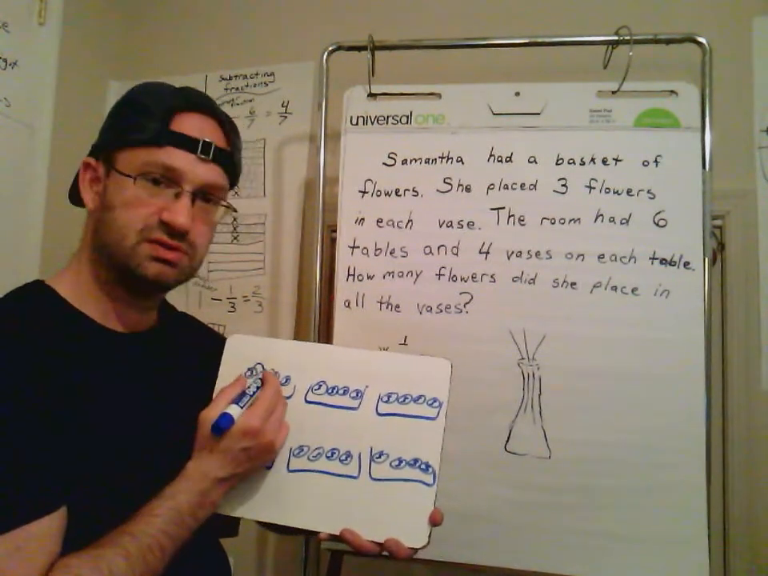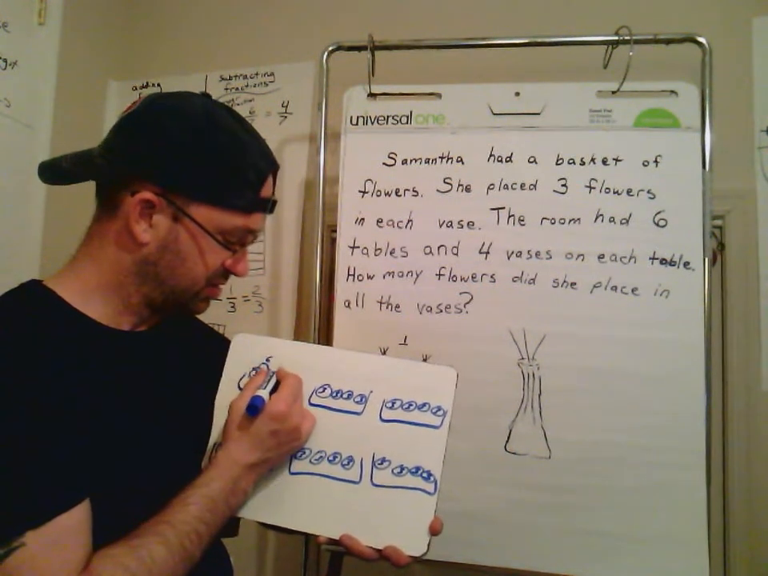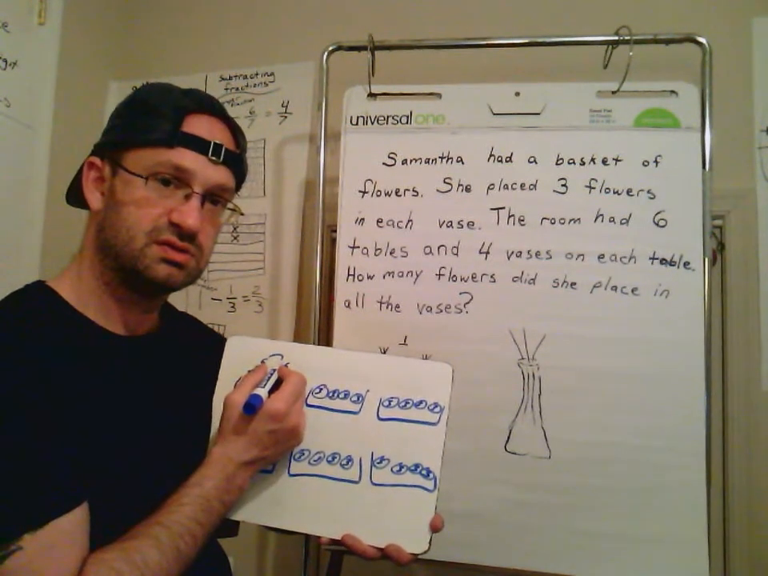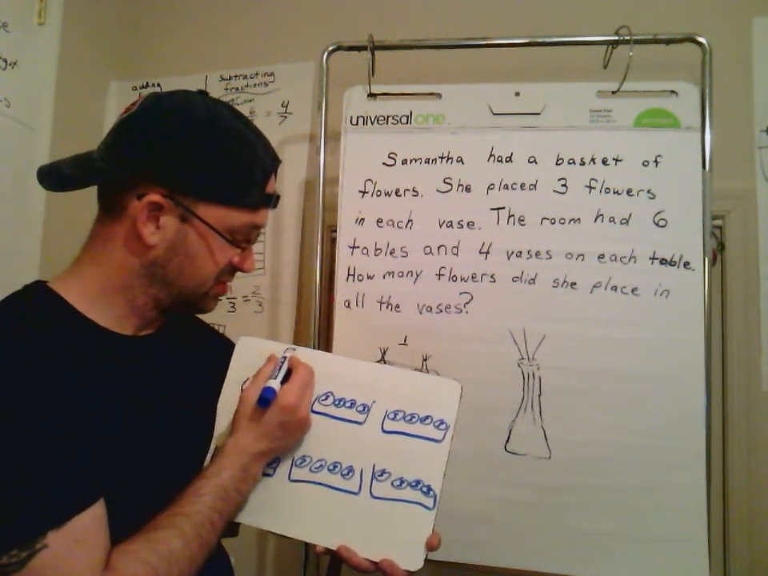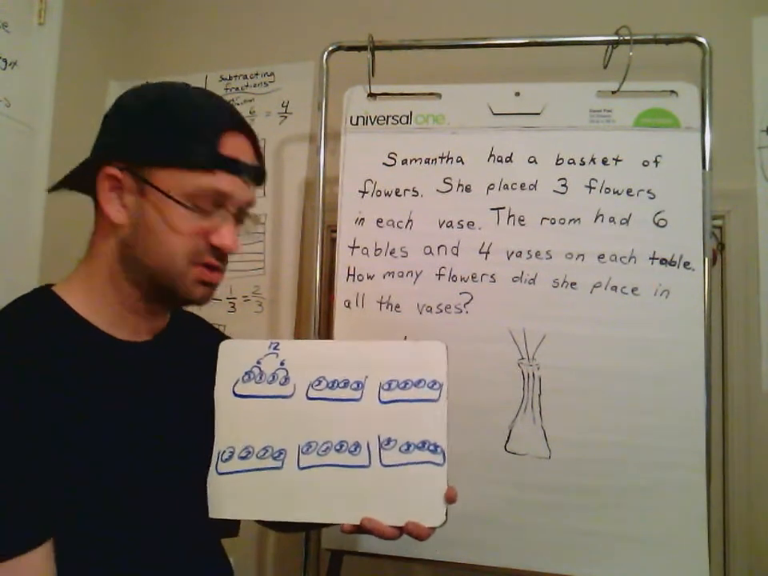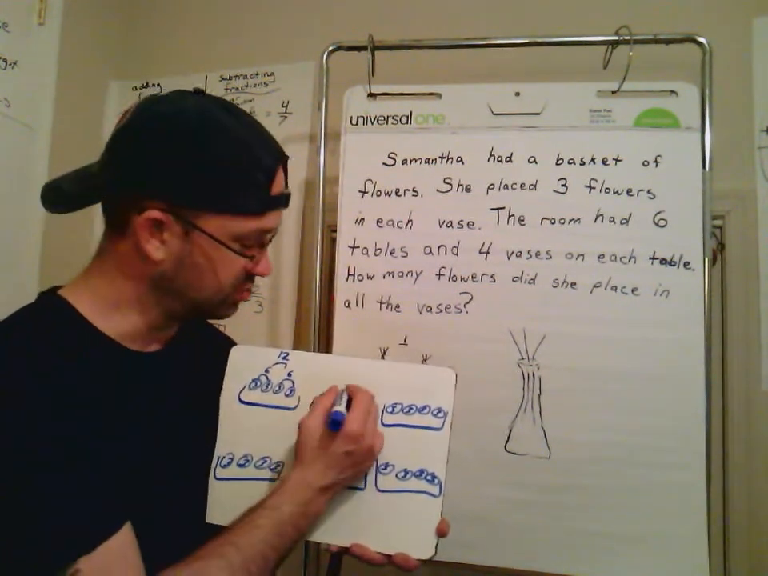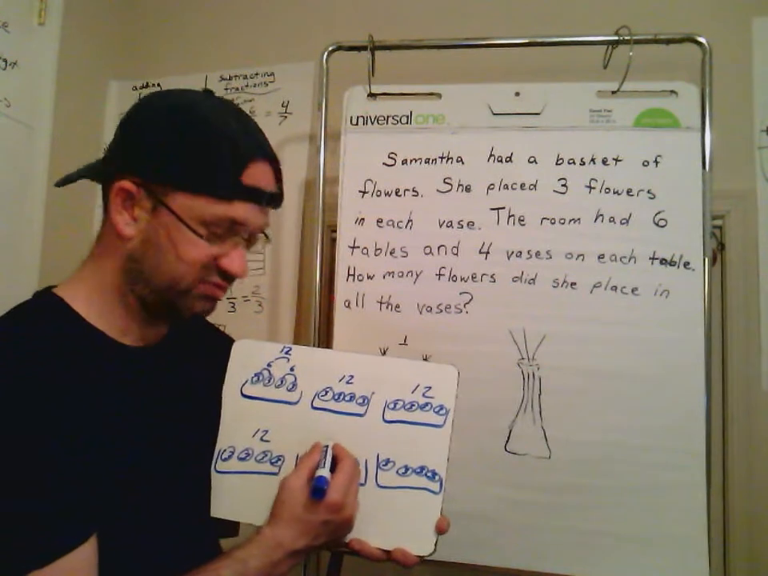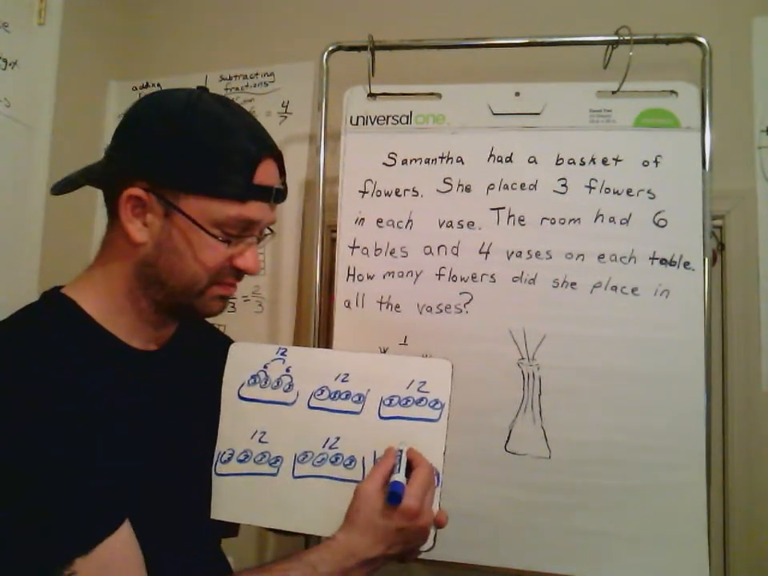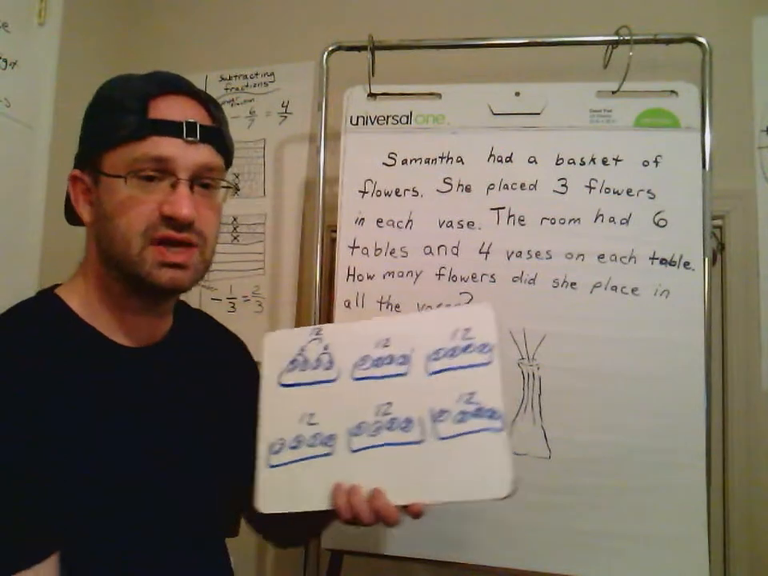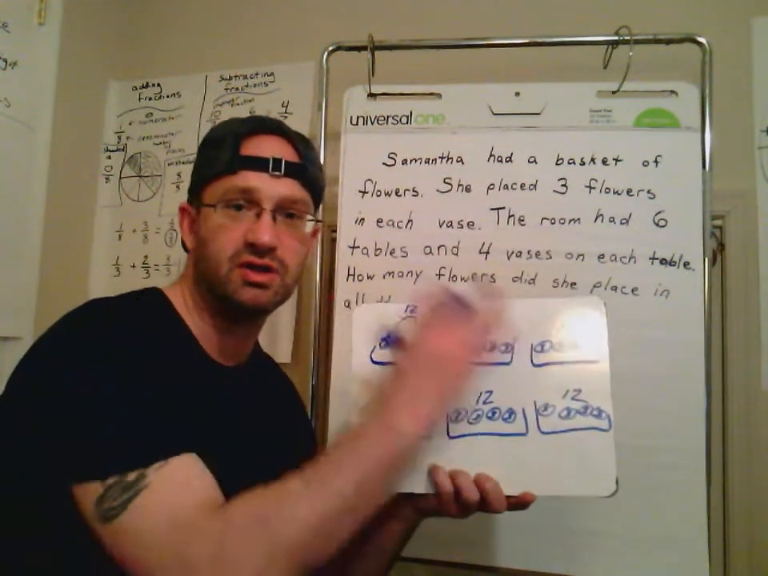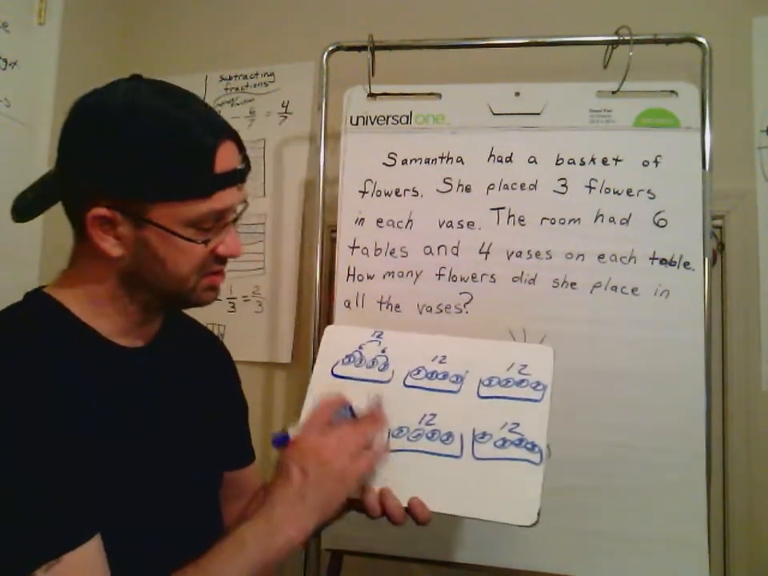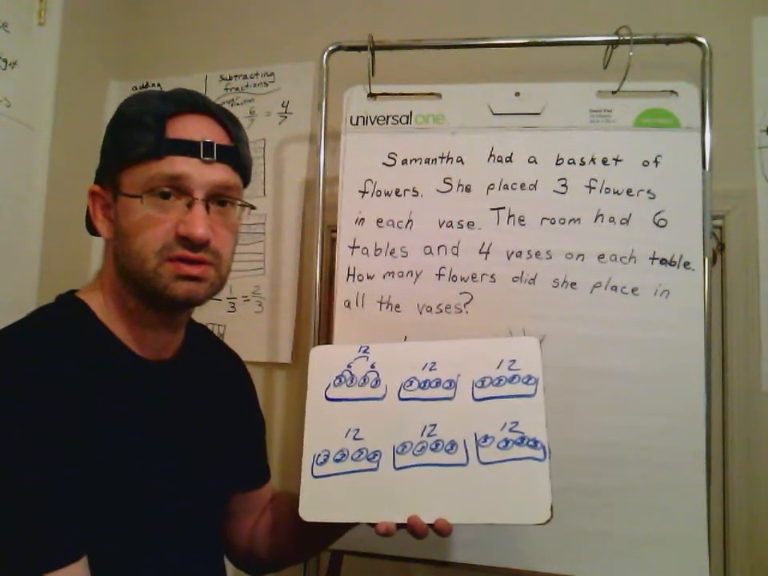3 plus 3. 6. 3 plus 3. 6. 6 plus 6. 12. So one table has 12 flowers. So how many are going to be here? Okay, 12. 12. 12. Okay. So how did you figure out how many flowers there are all together? You could multiply 12 times 6. That's correct. That's correct.